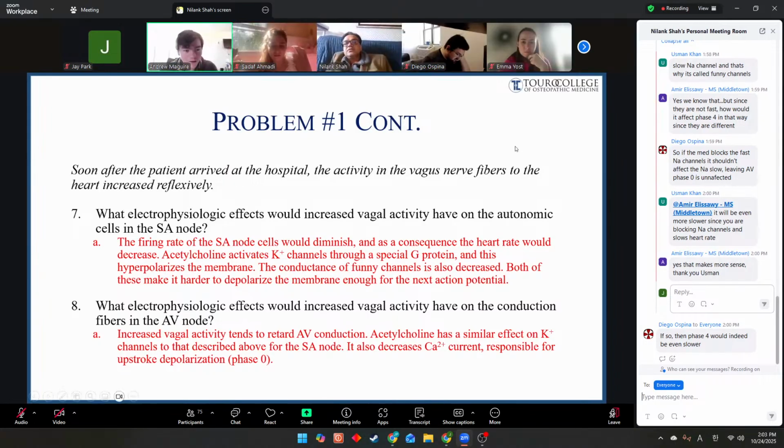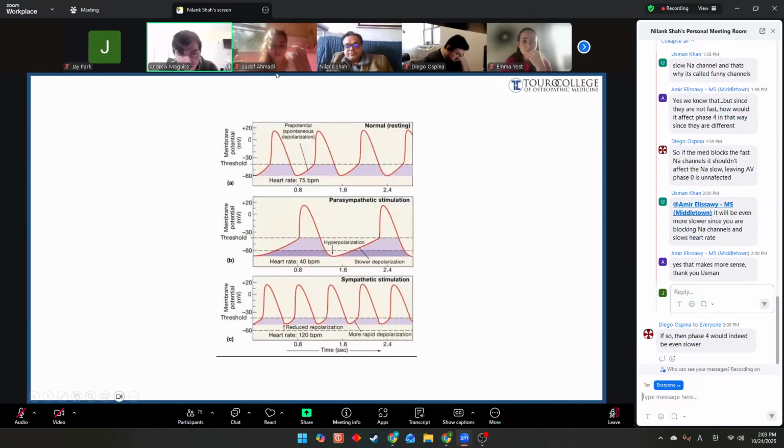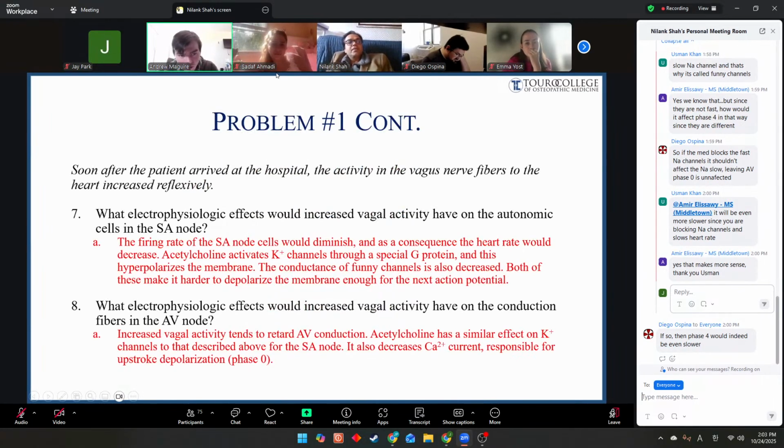Oh, sure thing. Thank you. I'll read just this part. So soon after the patient arrived at the hospital, the activity in the vagus nerve fibers to the heart increased reflexively. What electrophysiological effects would increased vagal activity have in the autonomic cells in the SA node? And what electrophysiological effects would increased vagal activity have on the conduction fibers in the AV node?